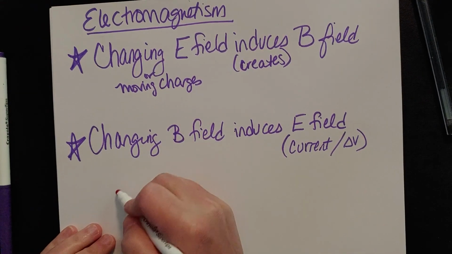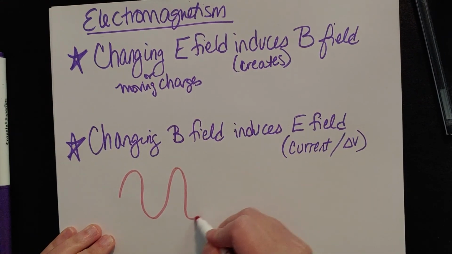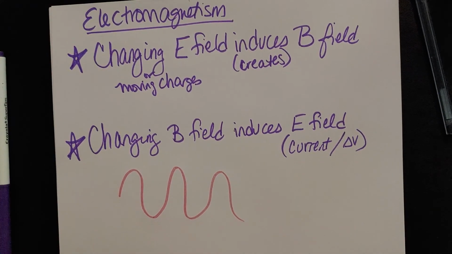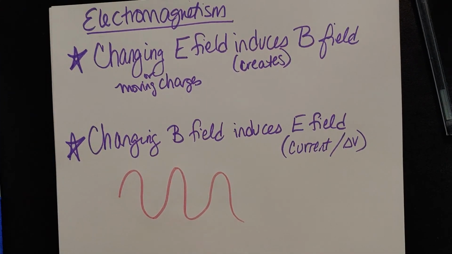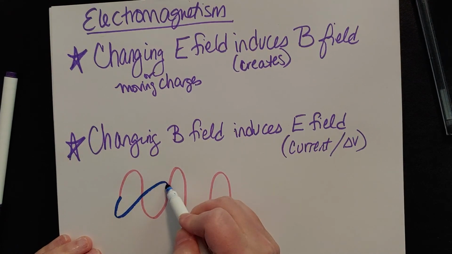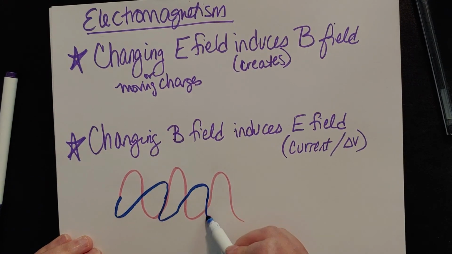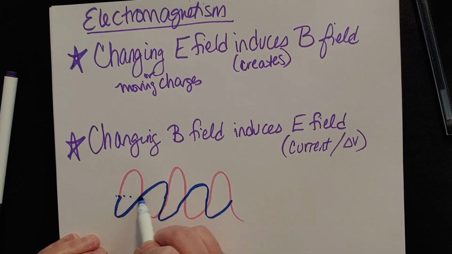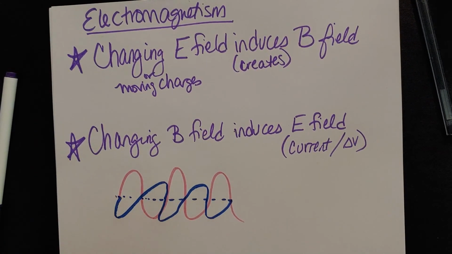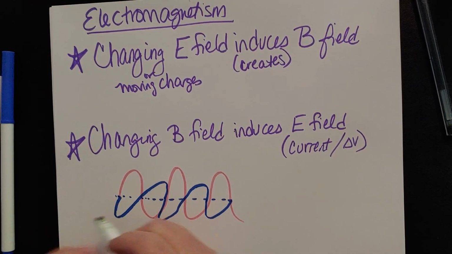Changing electric fields, so let's do like a sine wave. Changing electric fields induce magnetic fields. Let's see if I can do this. This is supposed to be in the other plane, 90 degrees. This is so much better when I can stand up and show you.